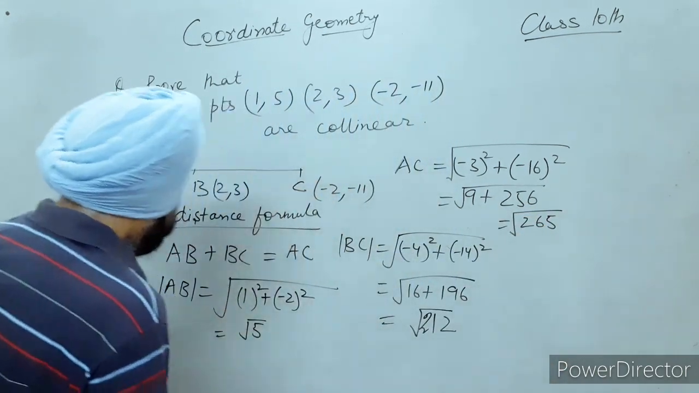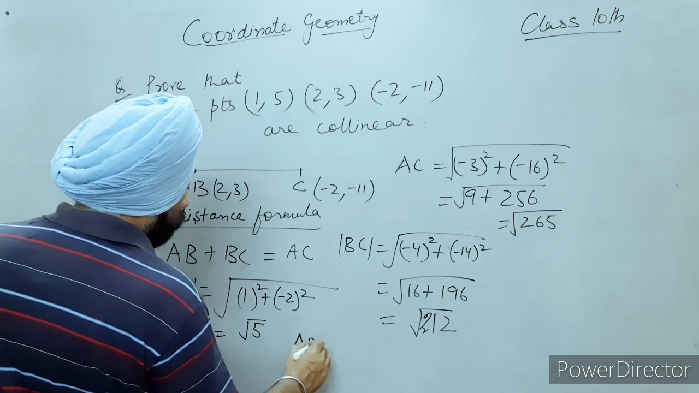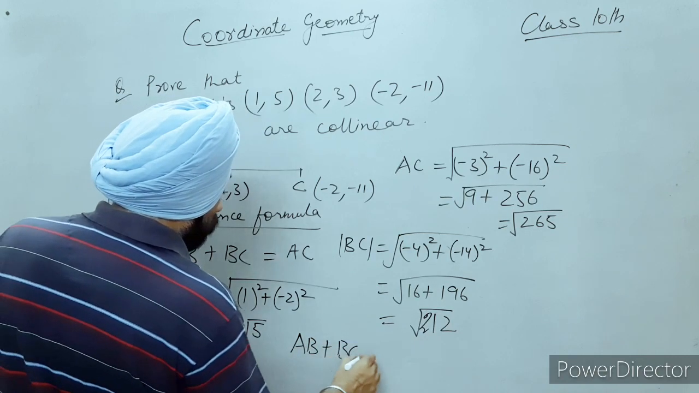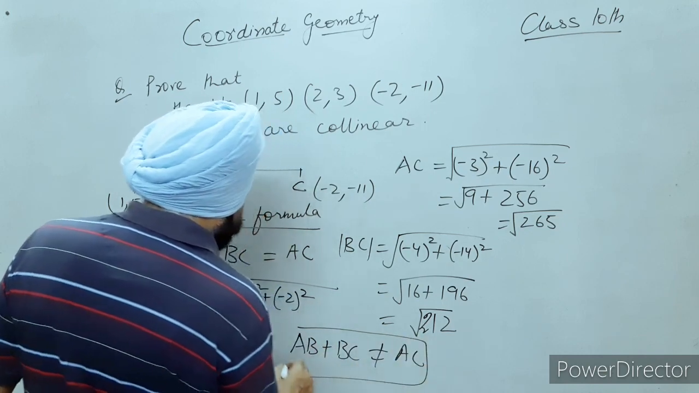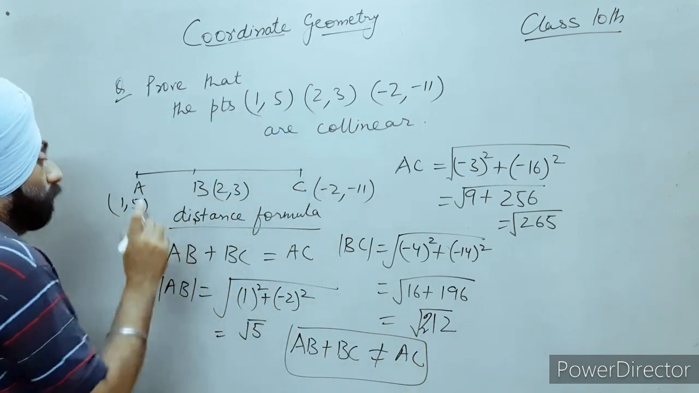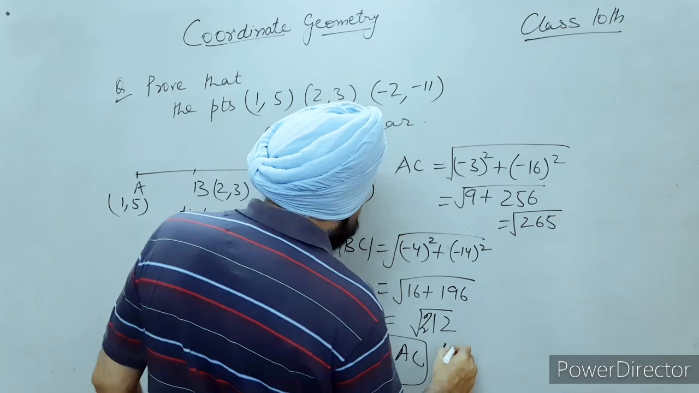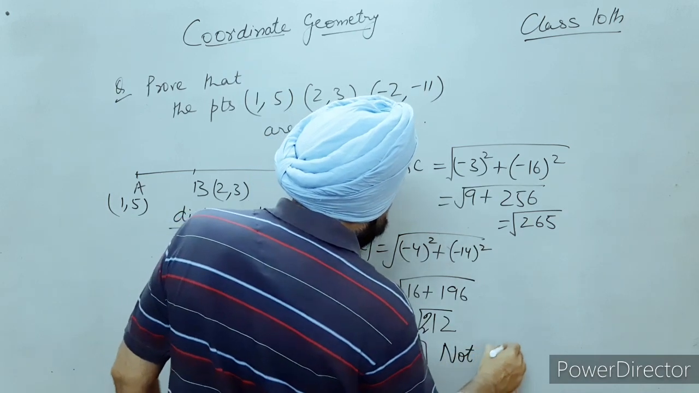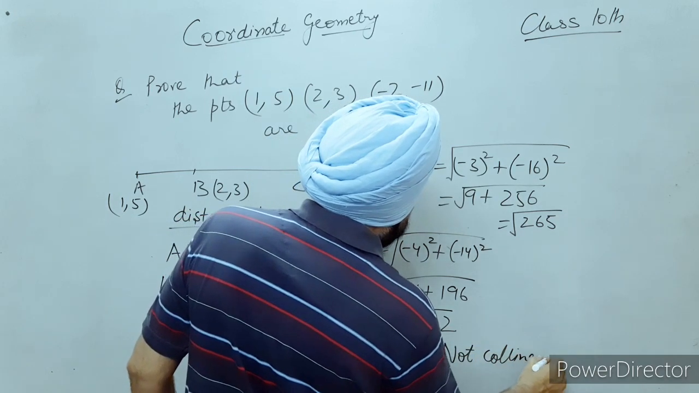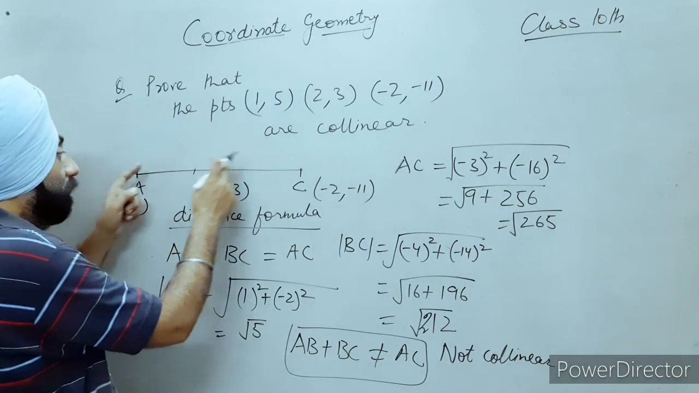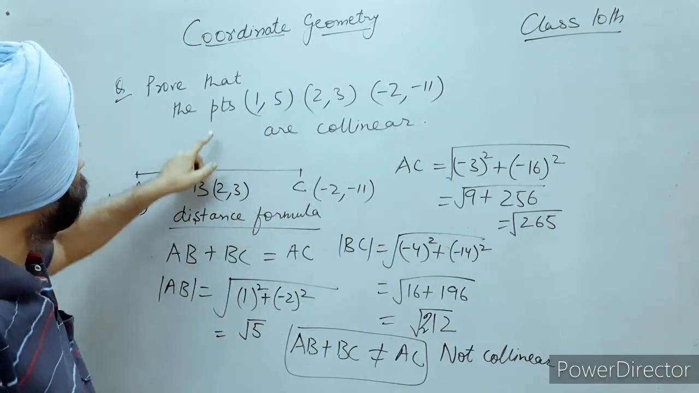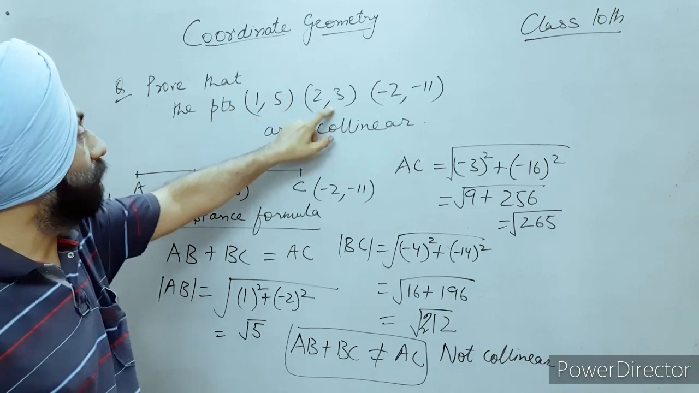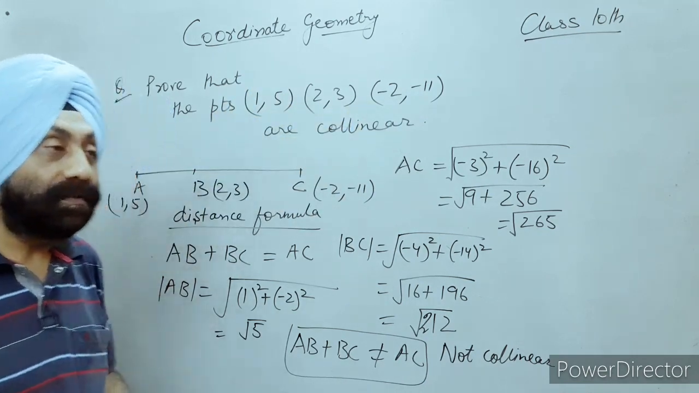Now clearly AB plus BC is not equal to AC. Therefore, the given points are not collinear. AB plus BC is not equal to AC. Then we will say if given points A, B and C, they are not collinear.